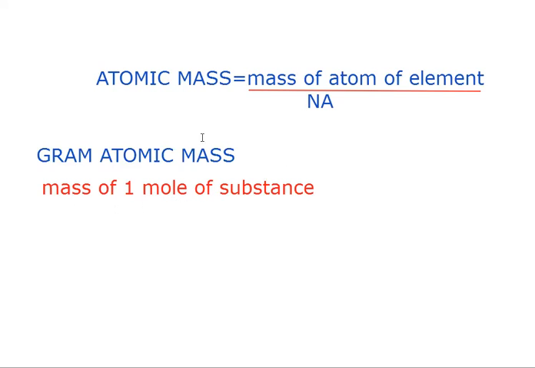Okay, so since we have already seen that if we want to calculate the mass of any substance, we have this formula, can't we write this formula in this format only? If we substitute this value, since we are considering the gram atomic mass as the mass of 1 mole of substance, we can write the above formula for the gram atomic mass.